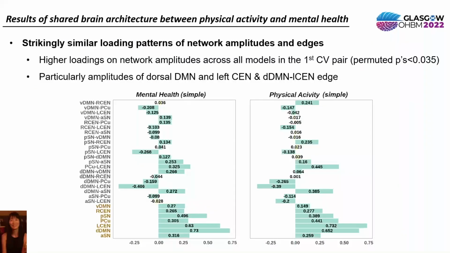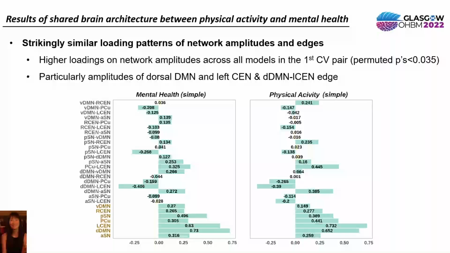And so, time for some results. This is a good one for anyone who was at the club night yesterday, because this one is interpretable with a fuzzy brain by just squinting a little bit. These are some results from the canonical correlation analysis. What I'm showing you here are loadings, essentially feature contributions of all of the brain measures that we had, for two separate analyses. On the left-hand side is mental health, and on the right-hand side is physical activity. And like I said, just squinting, you can see these patterns look very similar.